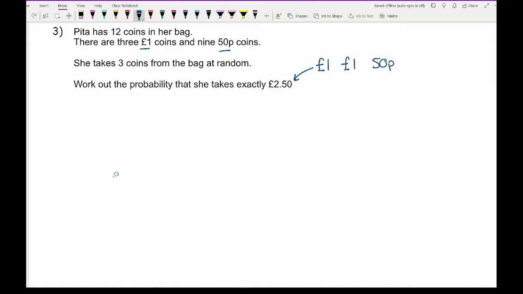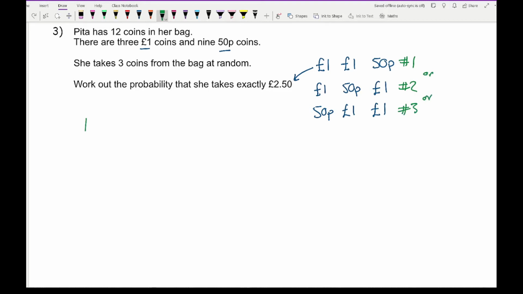Now, one thing that you then need to remember is that there are several combinations I could get £2.50. For example, I could have £1, £1, 50p. I could have £1, 50p, and then £1. And I could also then pick 50p, £1 and £1. So there's 3 possible combinations. If I label each of these #1, #2, #3, it's either those or.